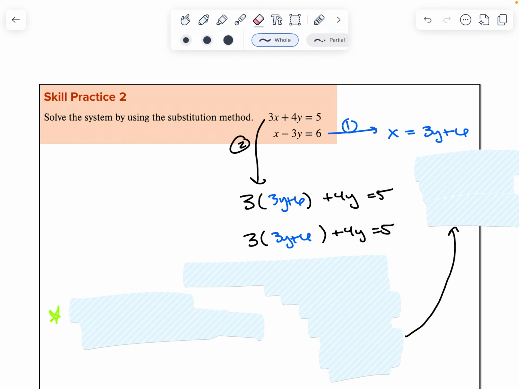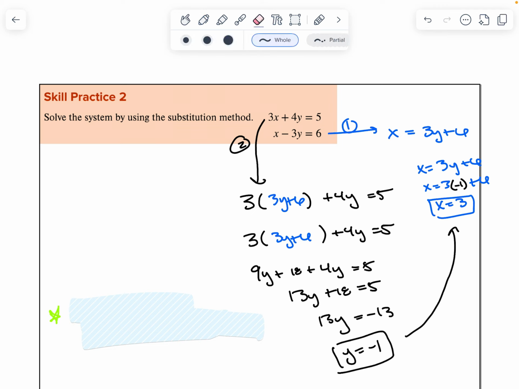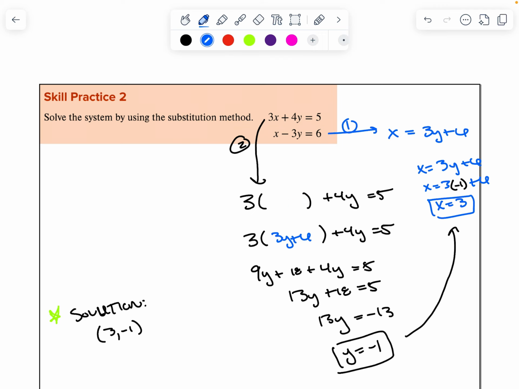All right, solving that equation for y. We get y equals negative 1. Now that we know what y is equal to, we can sub that back into our blue equation up there. x equals 3y plus 6. x equals 3 times negative 1 plus 6. So then x must be 3. And so my actual solution, the ordered pair, will be 3, negative 1. Right, we're subbing x in there. We know what x is equal to.